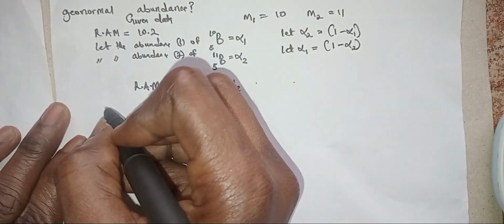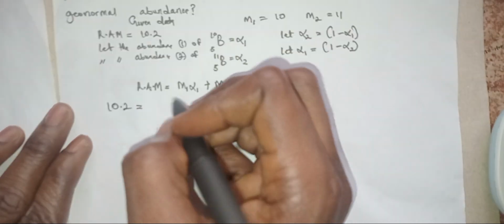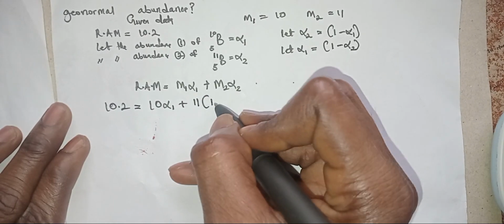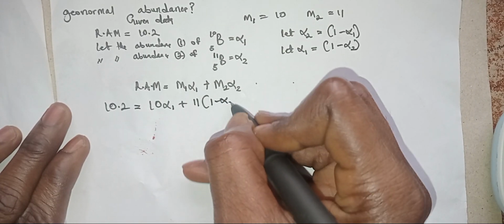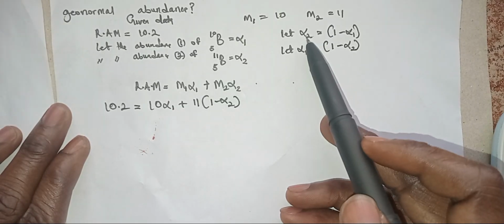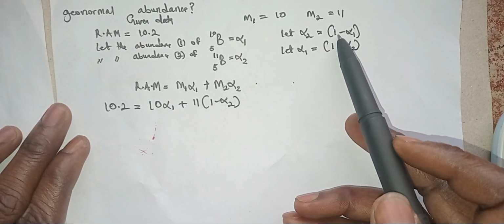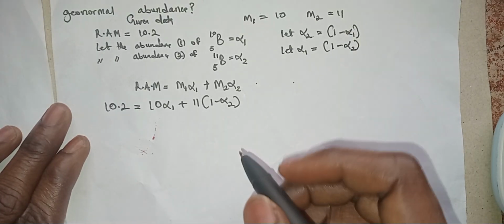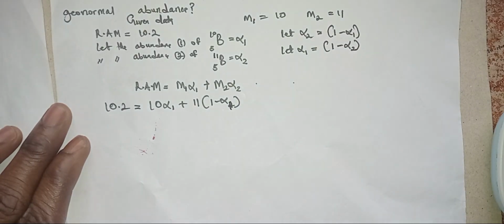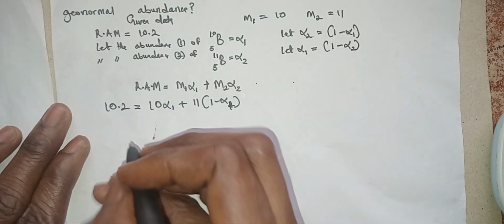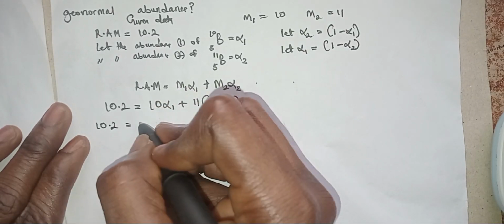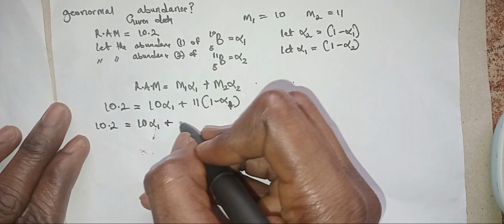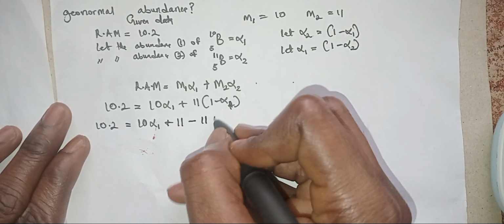So the relative atomic mass is 10.2. It is equal to 10 abundance 1 plus 11 in bracket, 1 minus abundance 1, since abundance 2 is equal to 1 minus abundance 1. So for us to solve for abundance 1, 10.2 will be equal to 10 abundance 1 plus, opening the bracket, 11 minus 11 abundance 1.